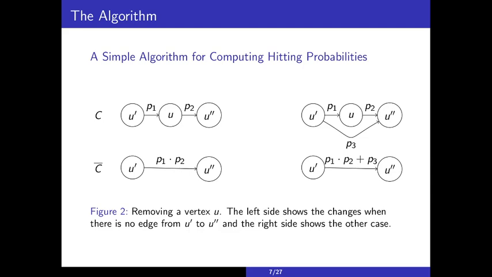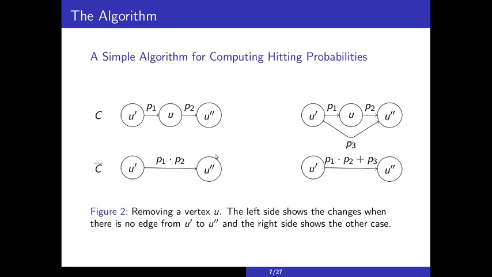If our Markov chain has only one vertex, well then there is not much to solve and we do already have the hitting probability, which is 1. Otherwise, we would like to try to remove the vertices one by one and fix the probabilities, maintaining all the hitting probabilities untouched throughout the process. Imagine that we would like to eliminate vertex U with predecessor U prime and successor U double prime. There are two cases for this. The first case is that there is no edge between U prime and U double prime, and the second case is that there is an edge from U prime to U double prime.